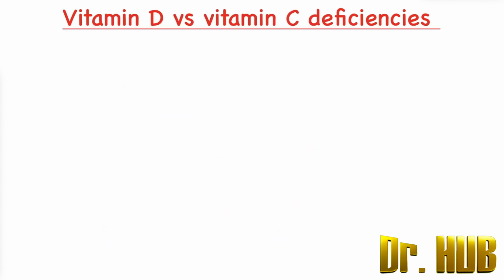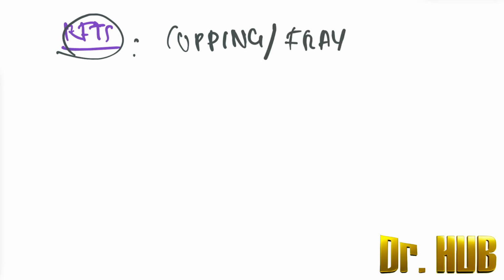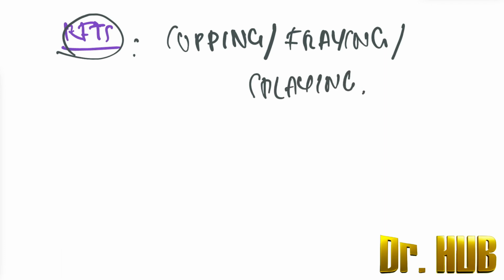Next we move on to the radiological features, all in terms of vitamin D. There can be presence of cupping, fraying, as well as splaying. So this was about vitamin D.